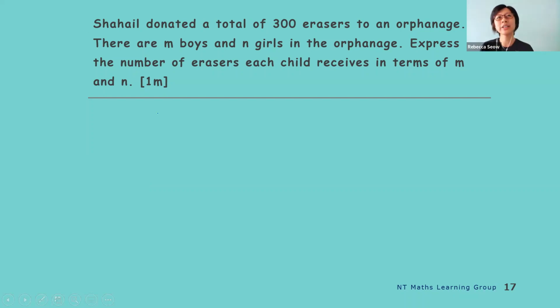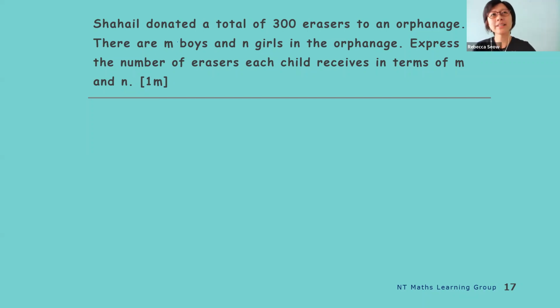Okay, now Shahil donated a total of 300 erasers to an orphanage. There are M boys and N girls in the orphanage. Express the number of erasers each child receives in terms of M and N. Oh, wow, quite a lot of information here. It's very nice of him. So we want to find the number of erasers that one child gets.